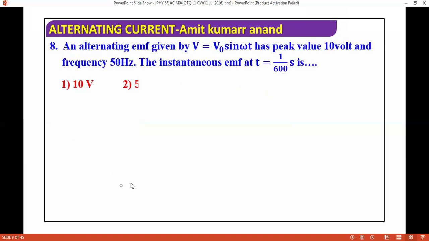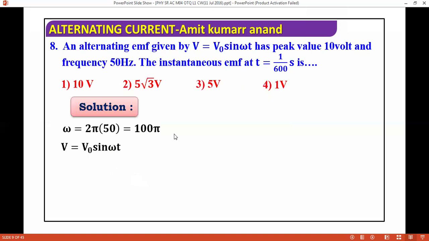Next question is about the peak value and instantaneous voltage. Again, you can easily put in the formula. Omega you can get from here, and again you can put the formulas and get the values easily. Again, these are basic concepts, so please learn all these concepts.